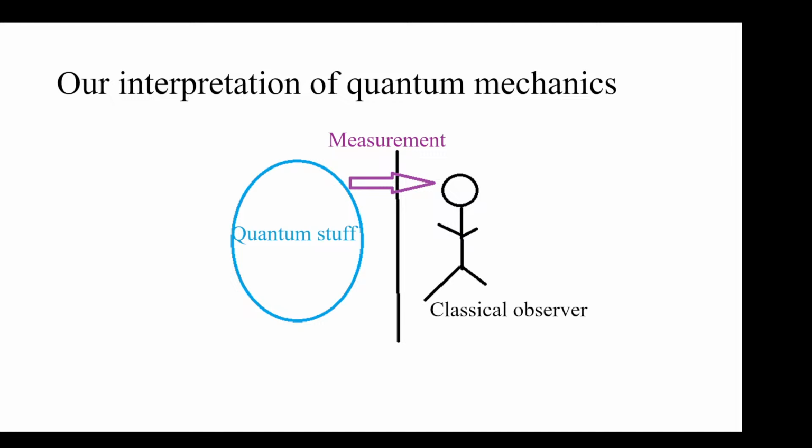A lot of the foundations of quantum mechanics is asking about this line. Physicists usually believe that their theories work for everything. So for physicists, they believe that quantum mechanics is the base law of the universe. So they think everything should be in quantum mechanics, that this line should not exist and everything should be quantum.